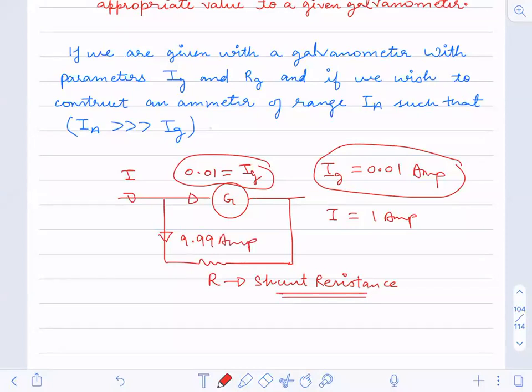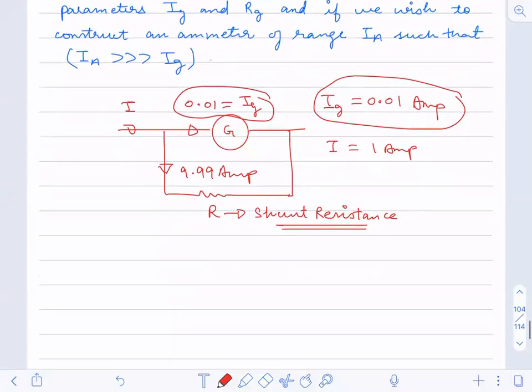Now suppose the galvanometer was able to detect only 0.01. This is the galvanometer's Ig value, the maximum current it can bear. It can take this current, or a current less than this, but not more than this.